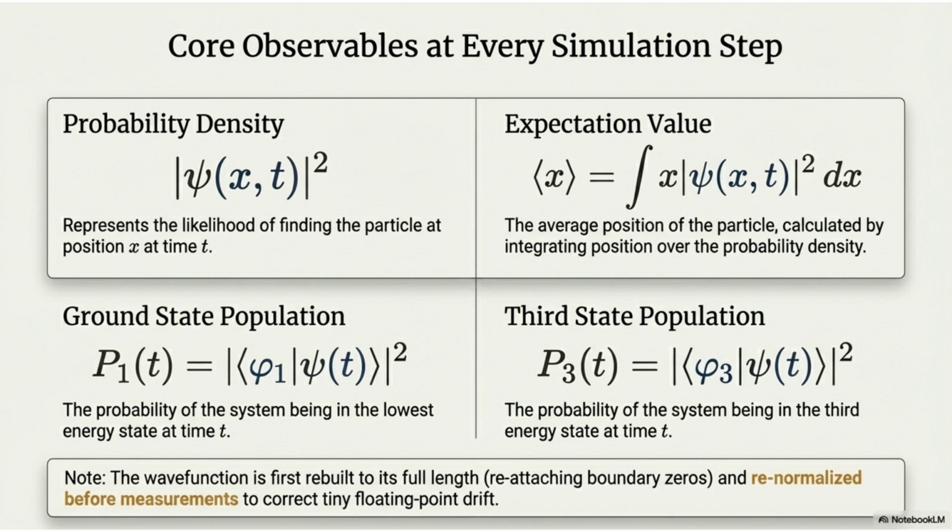Core observables tracked are probability density, expectation value, ground state population, and third state population. The wave function is rebuilt and renormalized before measurements to ensure accuracy.